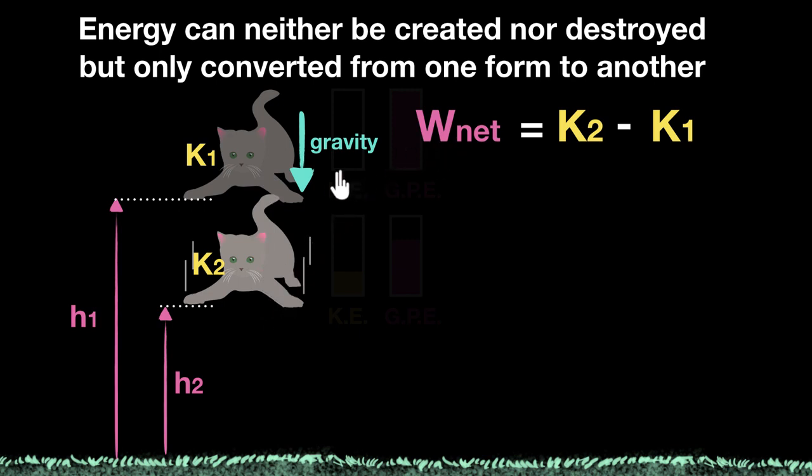So since the force is only gravity, this will be the work done by gravity. How do we calculate work done? That'll be the force of gravity multiplied by the displacement of that object due to that force. Okay, the force of gravity is the weight of the cat, mg.